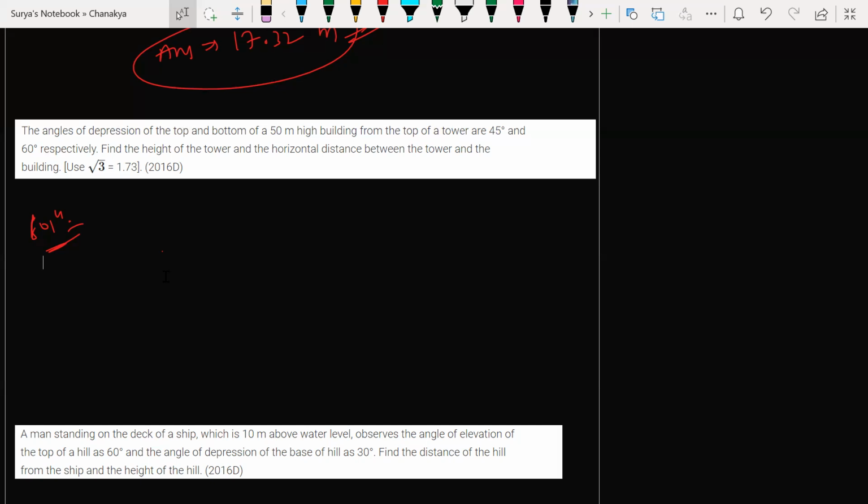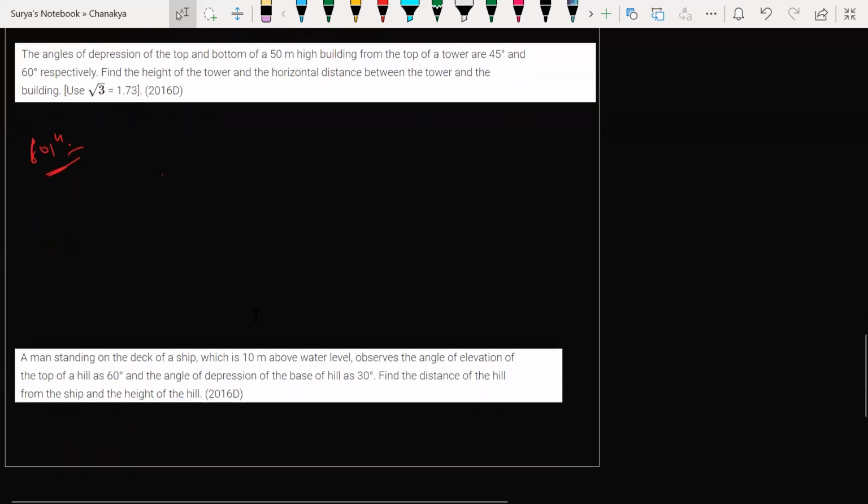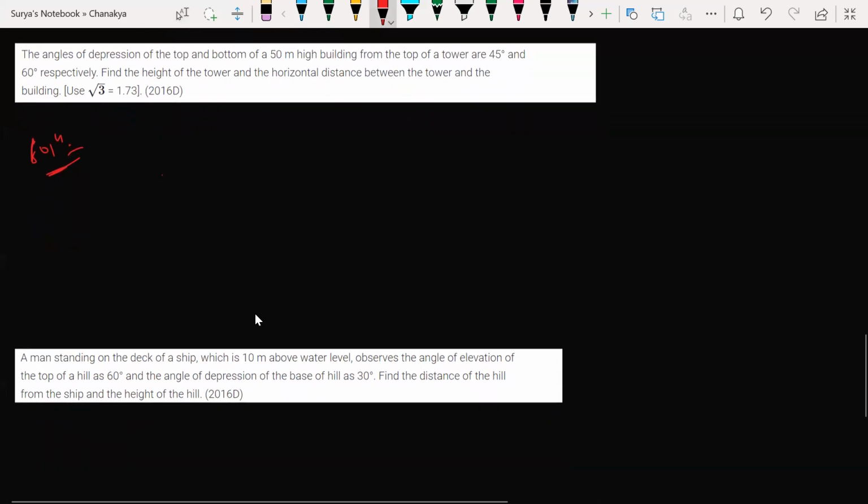What is the answer, people? What is the answer? Make it fast. Guys, answer for this question is asking distance between the tower and the building is what?